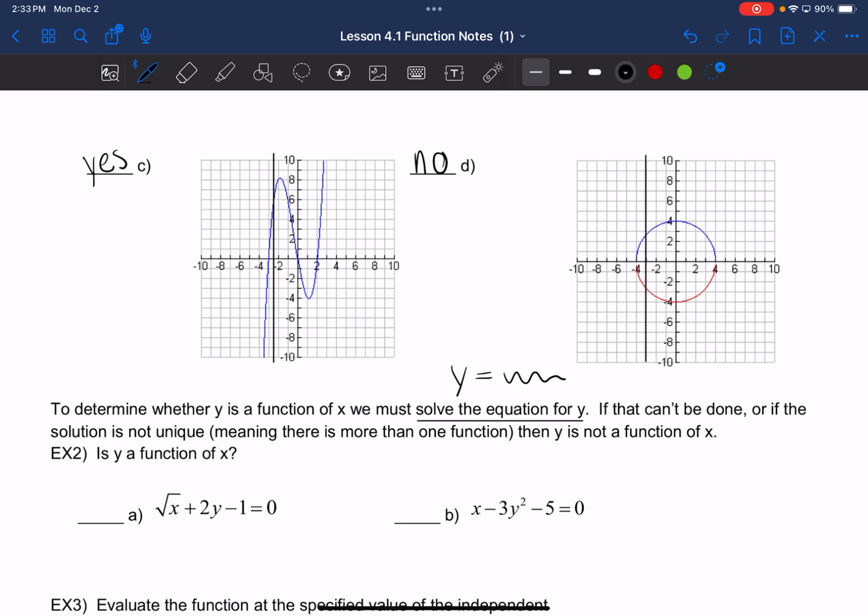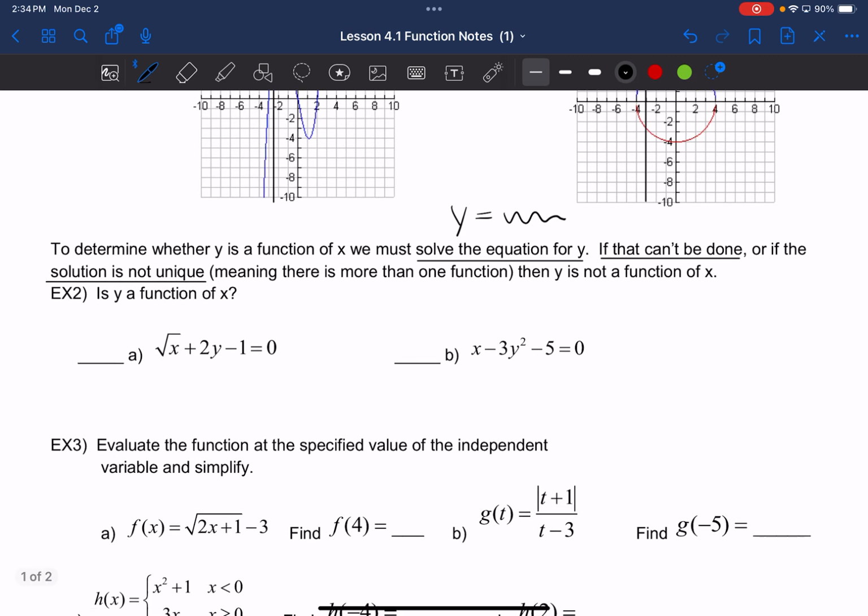It says the first one is if it can't be done. So if you cannot solve for y, it's not a function. The other thing would be if the solution is not unique. When I say not unique, I mean you're getting more than one answer or more than one solution. So if you can't do it, or if you get more than one solution, it's not a function. Otherwise, it is a function. So let's take a look at a couple of examples.